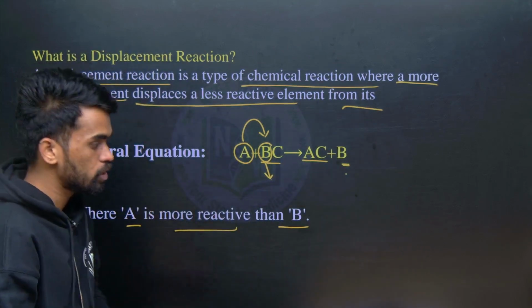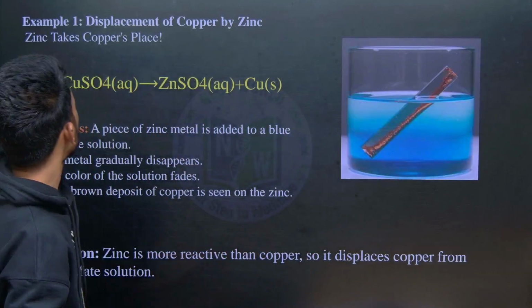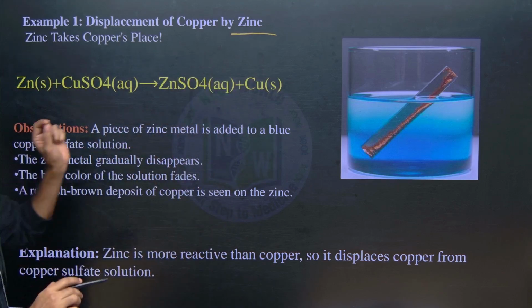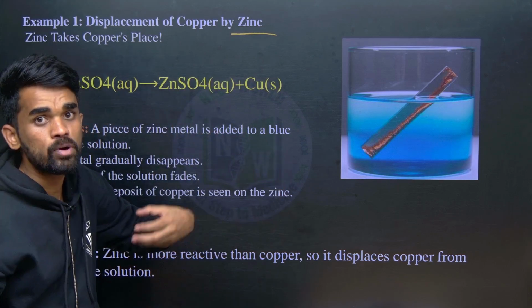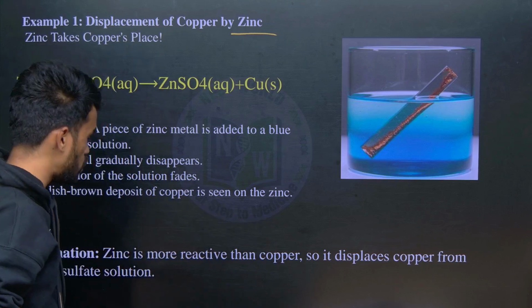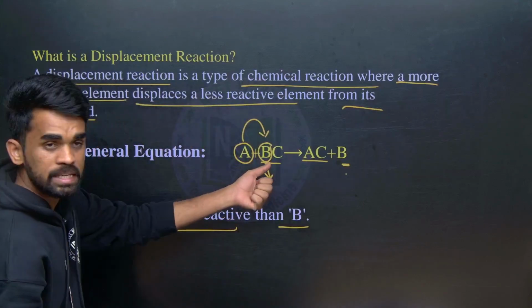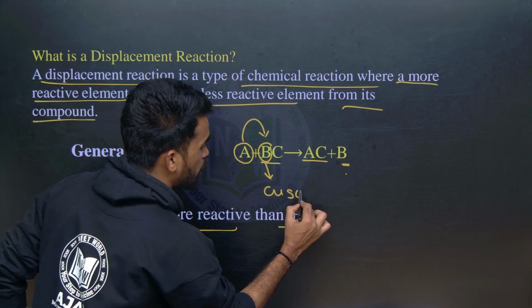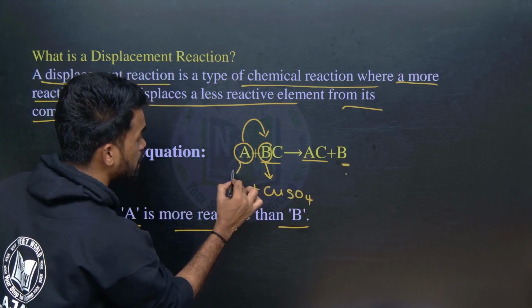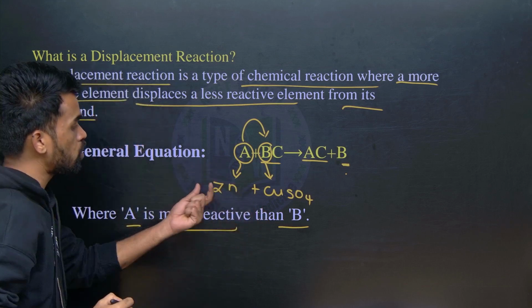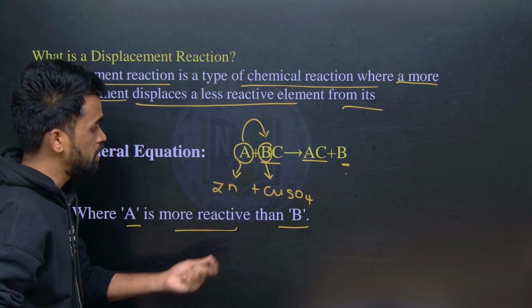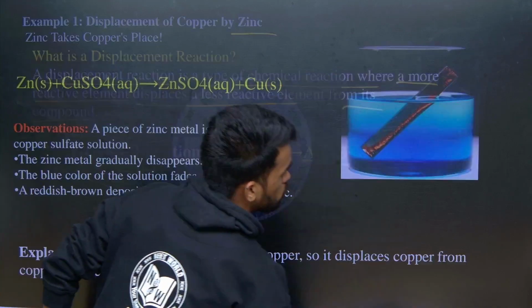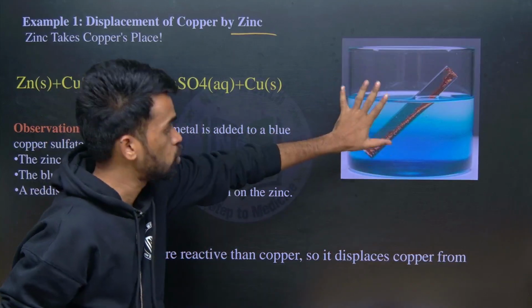Now I will show you one simple example. Look here. Let us take the displacement of copper by zinc from copper sulfate solution. Here I told you BC, right? So in place of BC we are taking copper sulfate solution, and what is our A here? We are taking zinc, which is a more reactive metal than copper. Therefore copper is displaced by zinc. Look at this example here. I have shown the picture also.